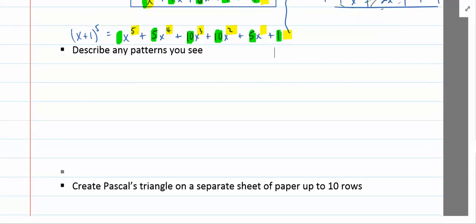If we look closely at the green highlighted marks here, these coefficients, there's a pattern that's formed, and it was identified by a mathematician by the name of Pascal. And these coefficients can be listed in an object, what's known as Pascal's Triangle. Let me show you what that looks like.